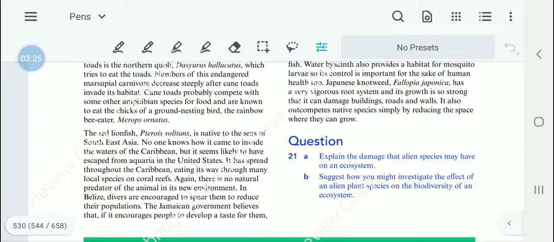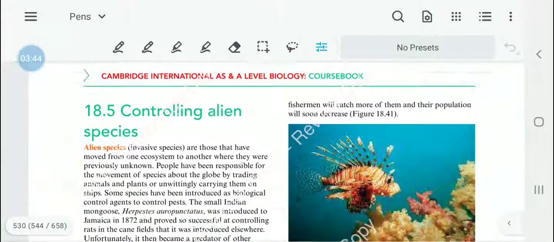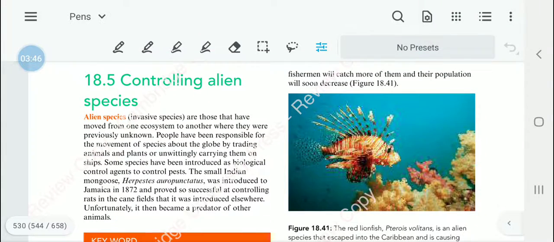Then the red lionfish is a native species in Southeast Asia, but it was introduced to the Caribbean somehow, and it started eating different species on coral reefs. So the Jamaican government has persuaded people to kill them, and also to eat them if they are able to. If people start eating these fish, they will find it a delicacy and eat it off. So they are actually doing that as well.